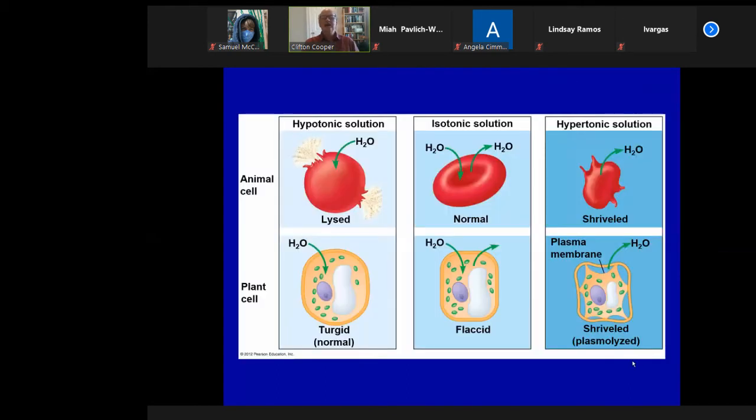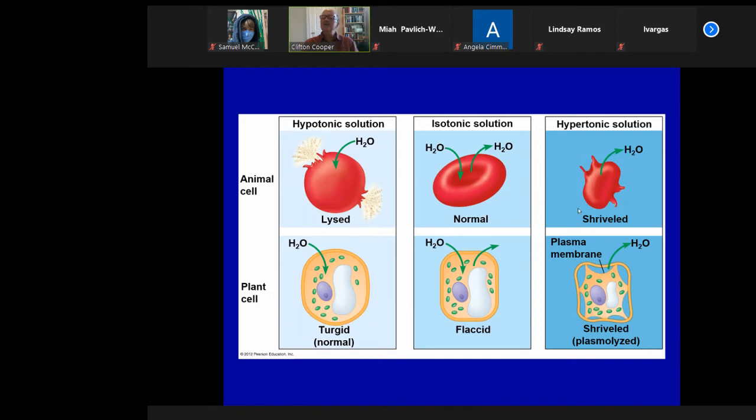But here's what happens if you have, say, animal cells, red blood cells. You put them in the isotonic solution, a little less than 1% salt, and the cells keep the correct size and shape. That's what a red blood cell should look like. Water moves in, water moves out at the same rate. The size of the cell doesn't change.